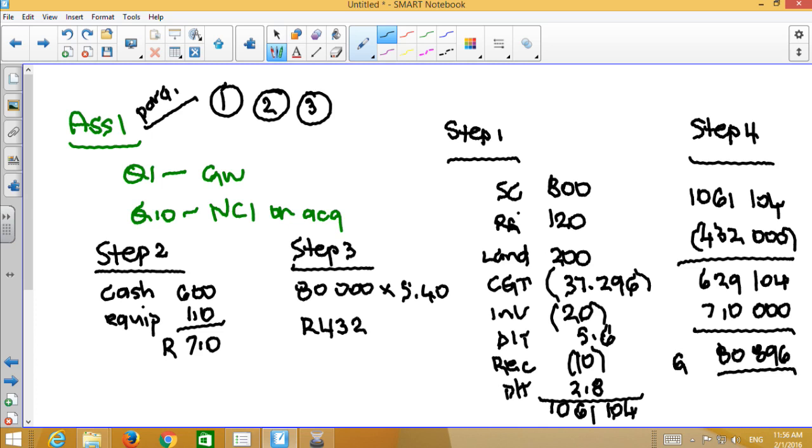And it is goodwill. We paid more than the assets and liabilities that we acquired, so we paid for goodwill. Yeah? And if you look at the solution, that is one of the options there. It is number 2, the option that we have for goodwill. Yeah? Okay.